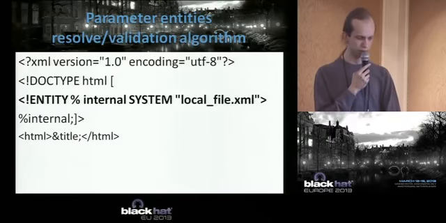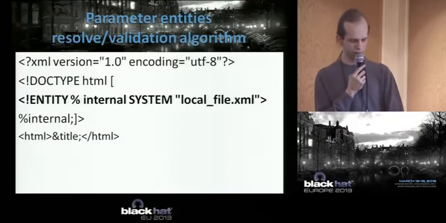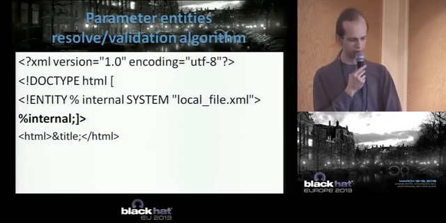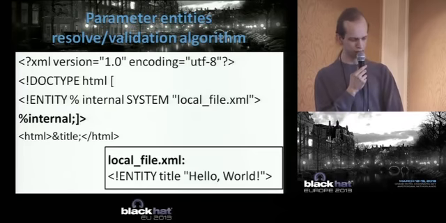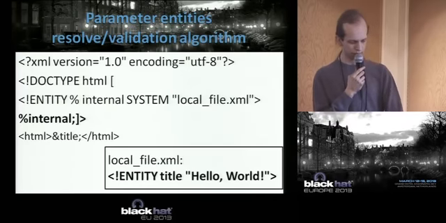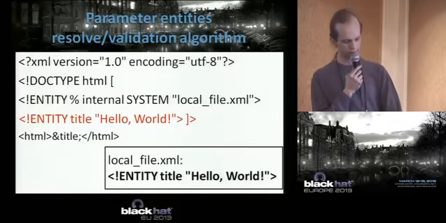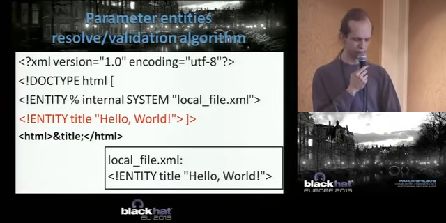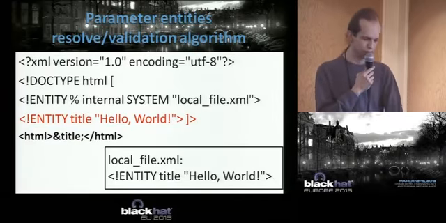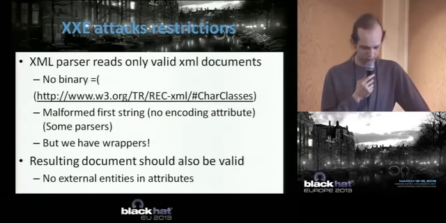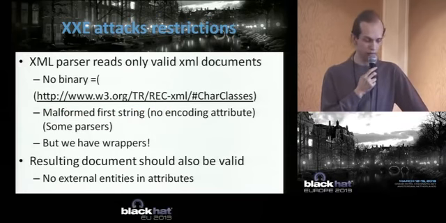We define our doc type, we define parameter entity internal, which accesses local file.xml, and we reference this parameter entity internal in the doc type. The following contents are substituted in the main document, so we can access entity title in our document. Pretty much obvious. And what are the restrictions of XML external entities?